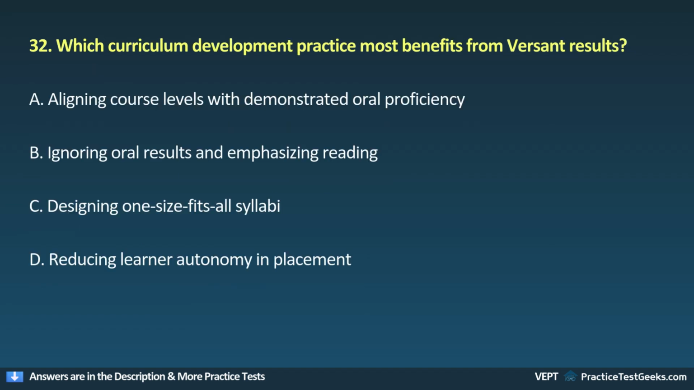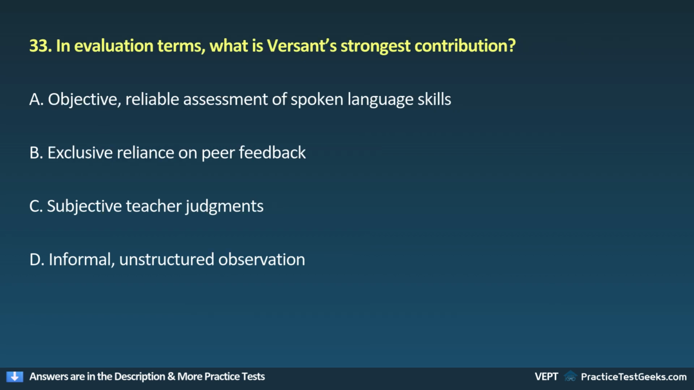32. Which curriculum development practice most benefits from Versant results? A. Aligning course levels with demonstrated oral proficiency. B. Ignoring oral results and emphasizing reading. C. Designing one-size-fits-all syllabi. D. Reducing learner autonomy in placement.